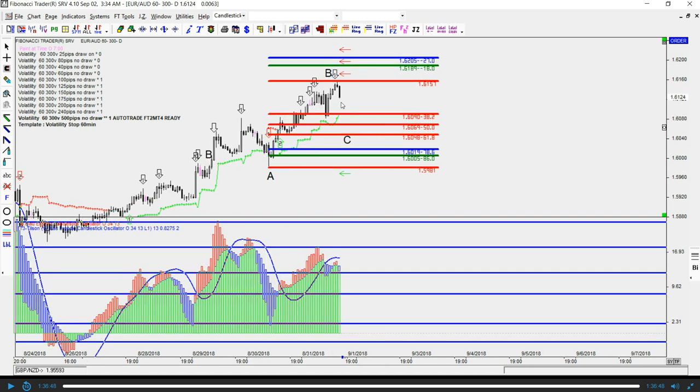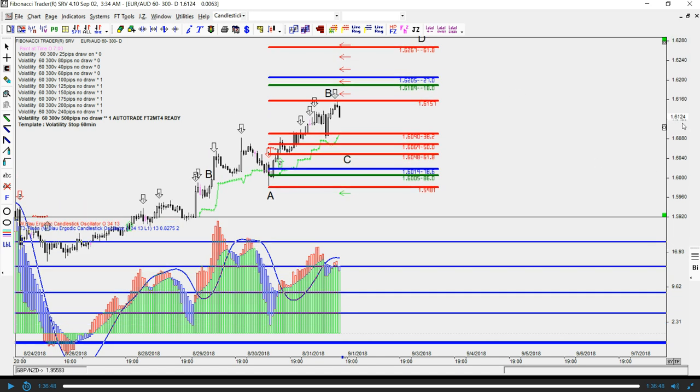We need another lower candle, and we could take it from here. And the extension on this one is 162.67, right here, and that is the Euro Australian.